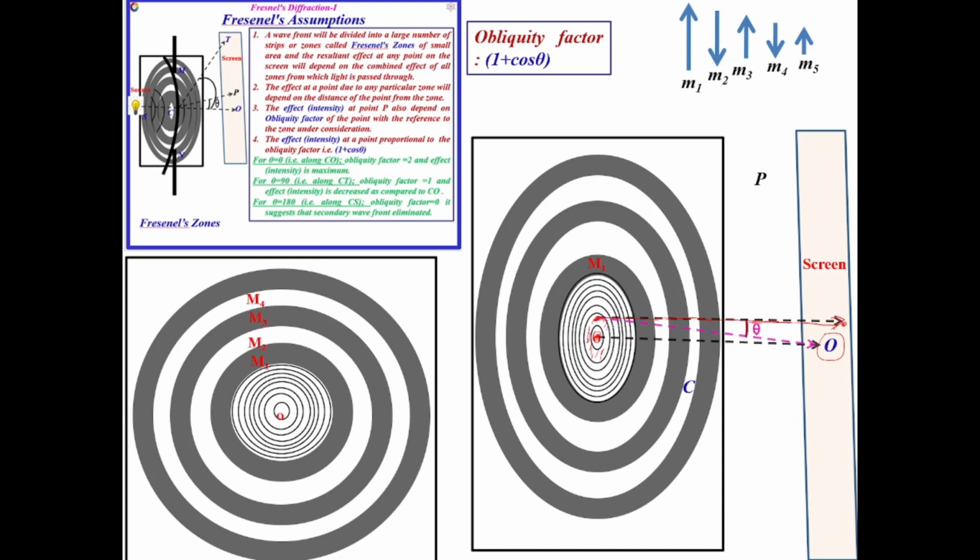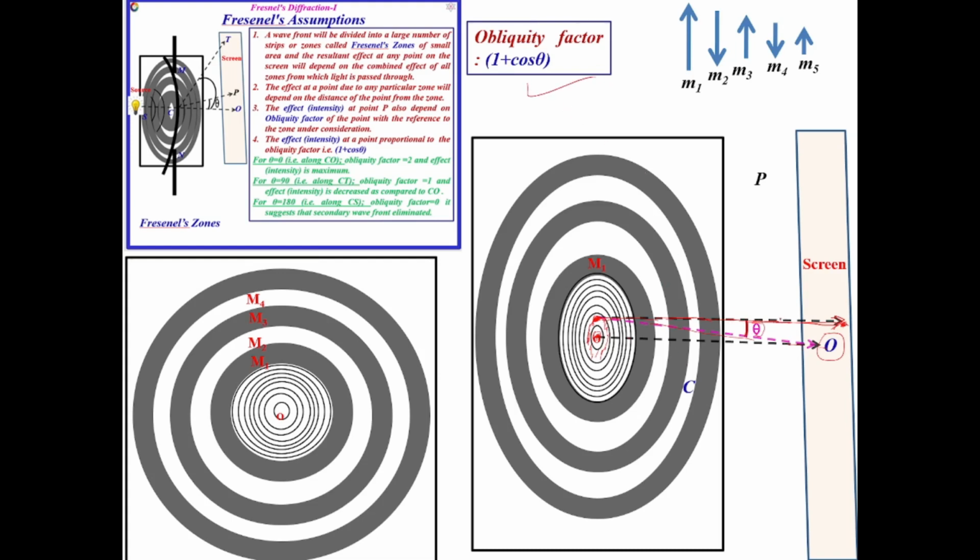Then here the obliquity factor comes into the picture. For this second strip, I am going to repeat. For the second strip, if the light starts from here, it will move straight and fall over here with higher intensity. But if we consider the part of the light that bends towards O, then it has to bend by angle theta. So with angle theta, the obliquity factor will be 1 plus cos theta.